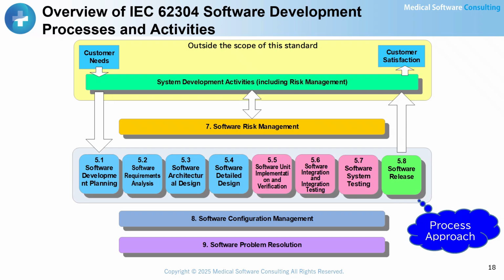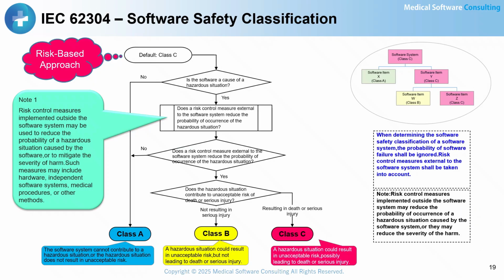Let's take a look back at the processes and activities of IEC 62304. As we do, you'll notice that the overall structure of this standard follows the process approach. IEC 62304 requires that a software system be classified into software safety classes A, B, or C, depending on the potential impact of software-related hazards on the patient, the operator, or other people. Based on the assigned safety class, the standard then specifies the processes, activities, and tasks that must be carried out, beginning from Clause 5 onward.